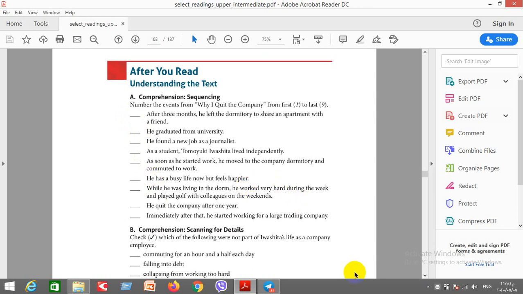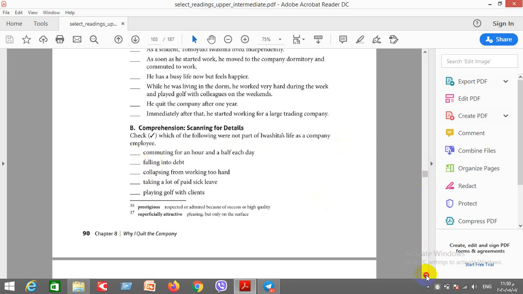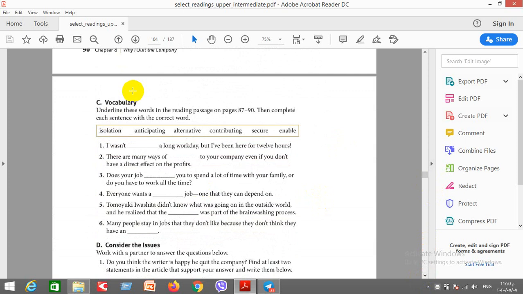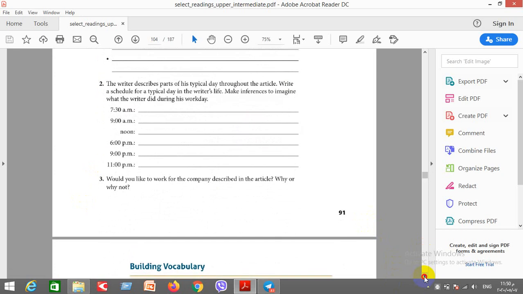We go back to the next exercise, which is concerned with what is not relevant. These sentences or phrases are not about the article, and you choose the more relevant ones. Here you have C, vocabulary, where you choose a correct answer. You have D, ignore, not interest.